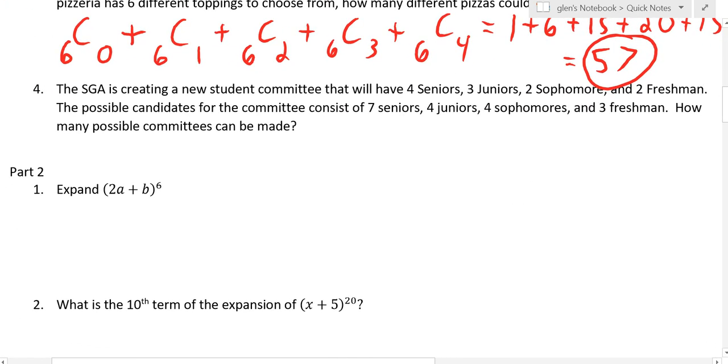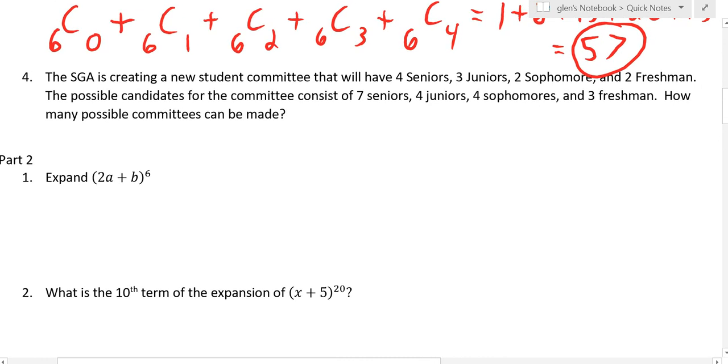All right. We're creating a new committee that's going to have 4 seniors, 3 juniors, 2 sophomores, 2 freshmen. Okay? And the possible people that we can have in there, there's 7 seniors, 4 juniors, 4 sophomores, 3 freshmen. How many possible committees can we make?